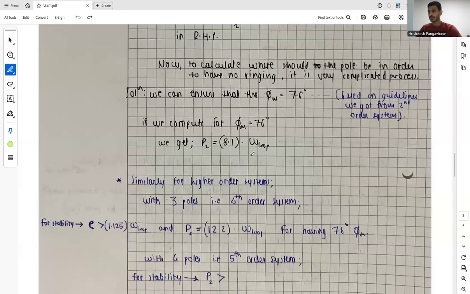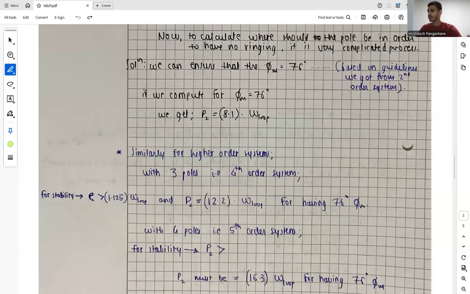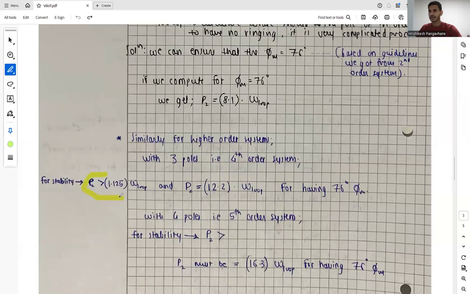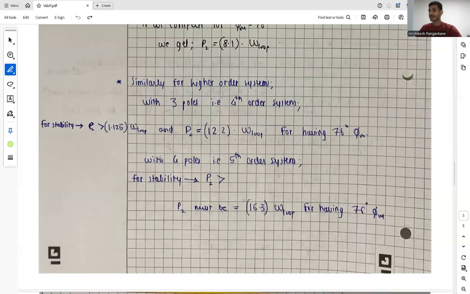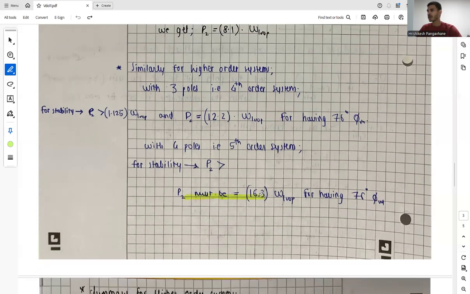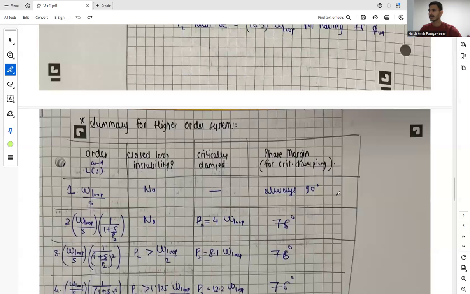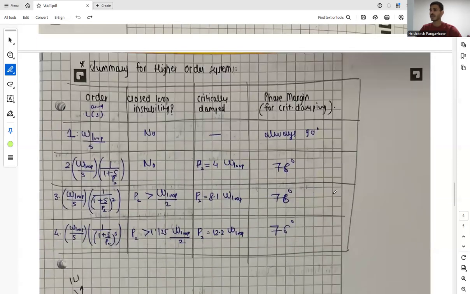And similarly for a higher order system with three poles, i.e. fourth order system, for stability we will get the condition that P2 must be greater than 1.125 times omega loop, and P2 must be equal to 12.2 times omega loop for having 76 degrees phase margin. So for the system with 4 poles, i.e. fifth order system, for stability, our P2 must be equal to 16.3 times omega loop for having the phase margin of 76 degrees.